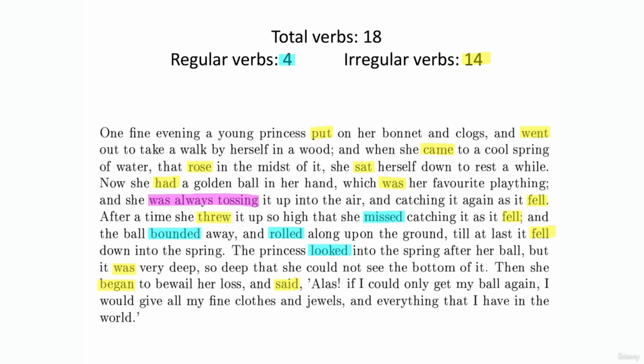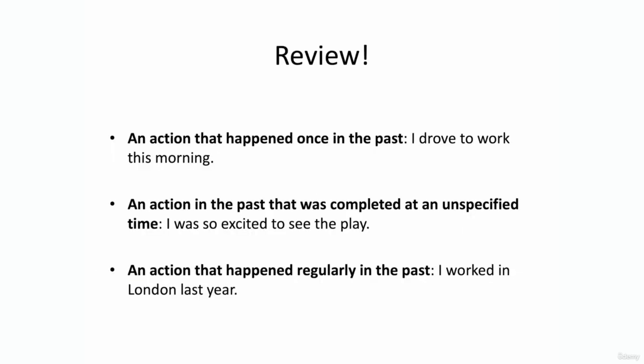The phrase underlined in pink that says, "She was always tossing," is an example of the past continuous. In this case, was is used as an auxiliary verb and not as an action verb. We will be learning about the past continuous in our next lesson, but I just wanted to bring your attention to it as a bit of an introduction. All right, let's move on to review.